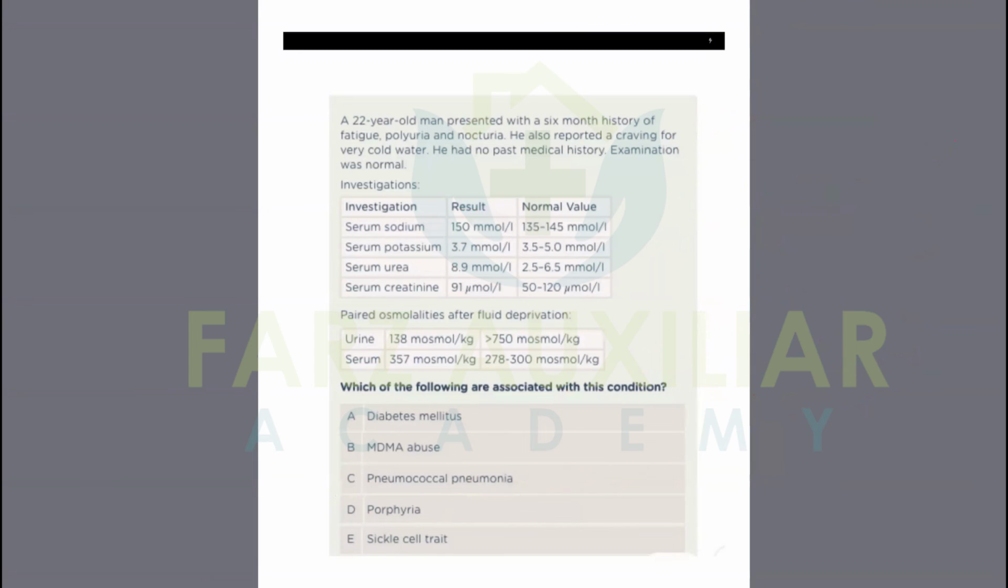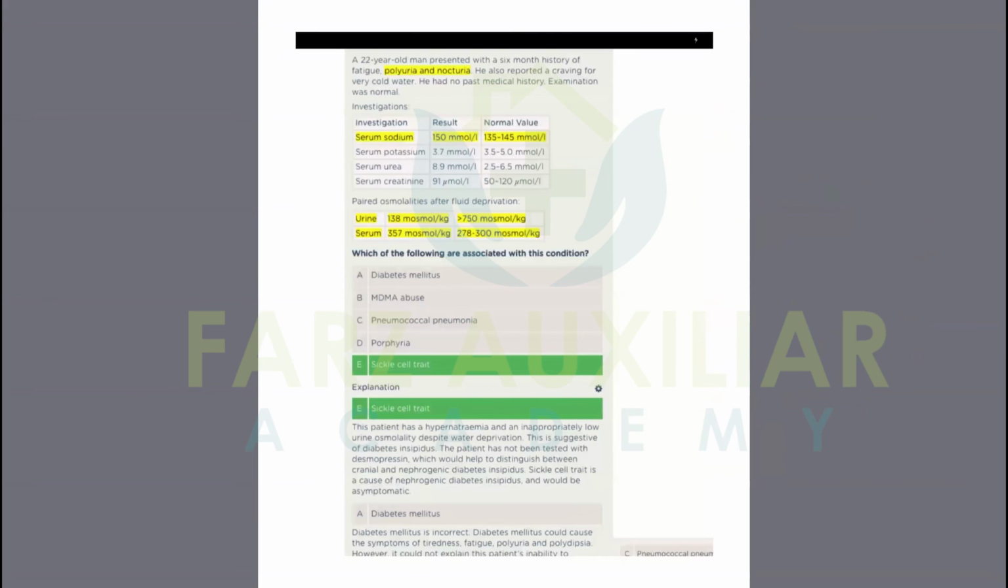So let's go. Now we are on sickle cell trait. Here are the descriptions: polyuria, polydipsia, sickle cell trait here.